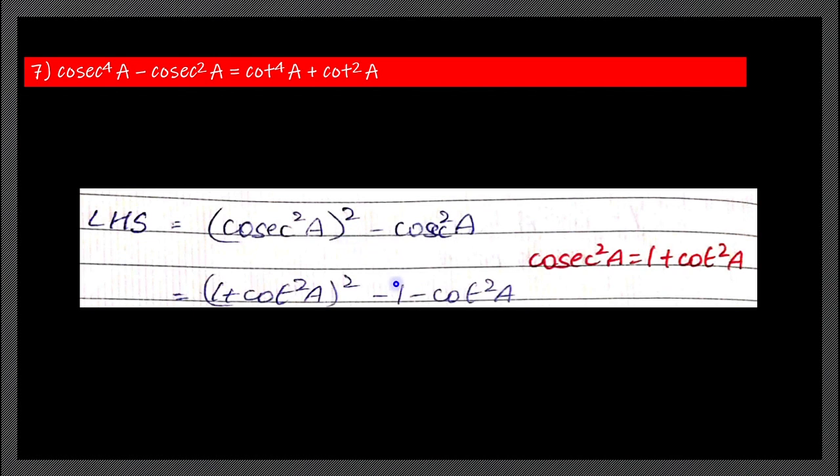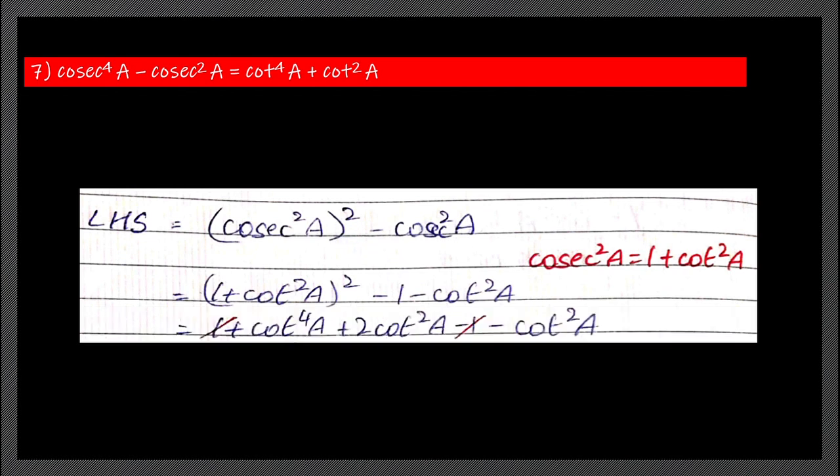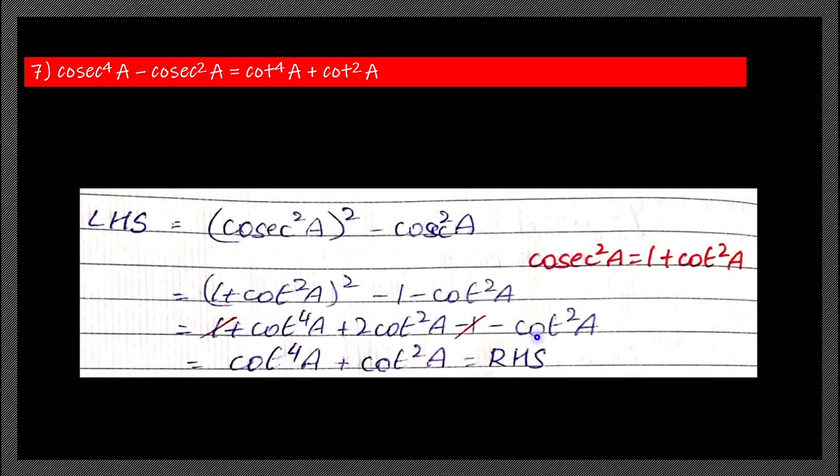You have to substitute. Later on, you remove this bracket, you will be getting 1 plus cot to the power of 4a plus 2 cot square a minus 1 minus cot square a. Upon simplifying, we will be getting cot to the power of 4a plus cot to the power of 2a equals RHS, which is the result expected for this. Hope you have understood this question. Let's move ahead further with the next one.